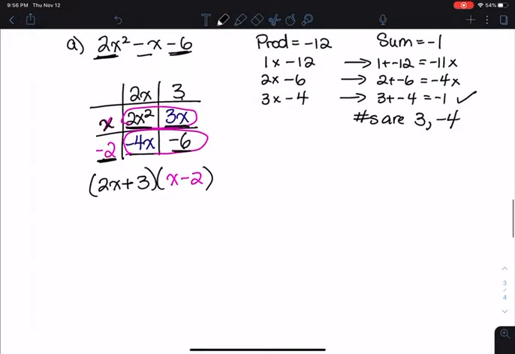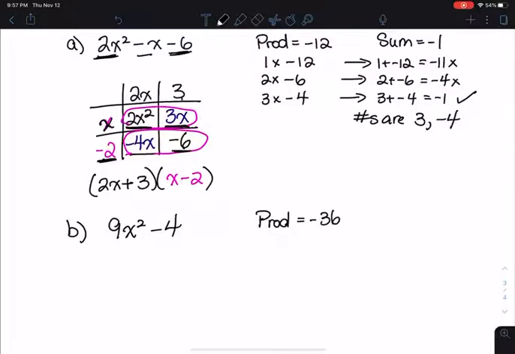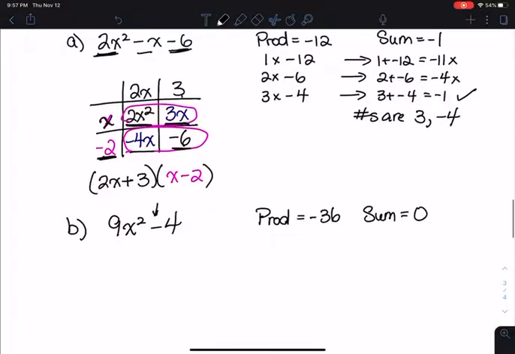Let's do another example. How about 9x squared minus 4? So my product here is my first times my last term, which is negative 36. And my sum is the middle term, and you'll notice that the middle term is missing. So my sum is 0.